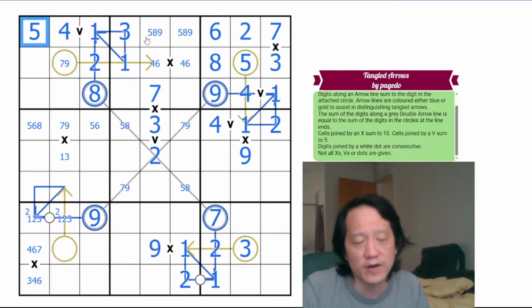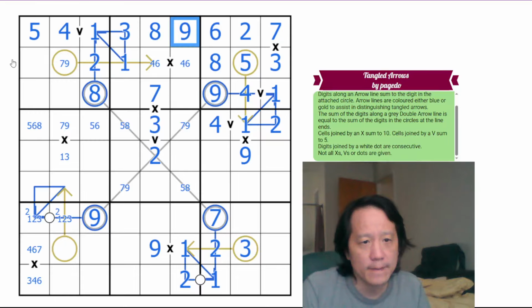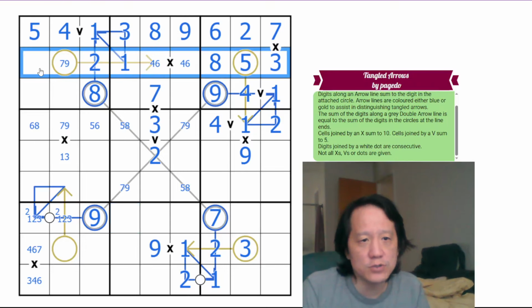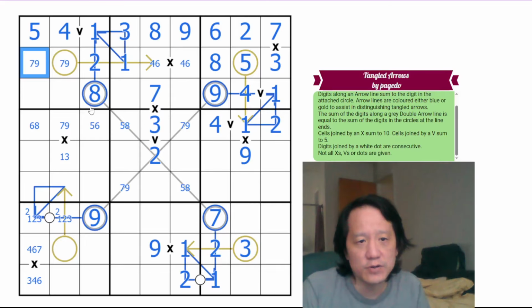So this is 5, which means this can't be 5 here. This is 8 or 9. This 9 eliminates 9 here, so this is 8, which makes that 9. This 5 eliminates 5 here. Remaining digits in row 2 are 7 and 9. So it's a 7 or 9.